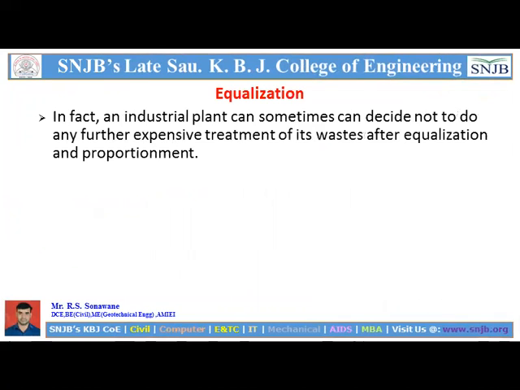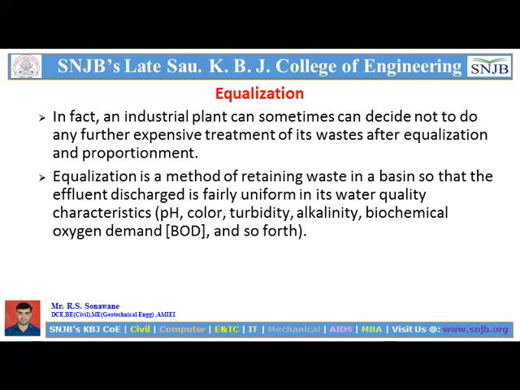In fact, an industrial plant can sometimes decide not to do any further extensive treatment of its waste after equalization and proportioning. So in a particular industry, when they discharge their industrial waste, it is not treated in the effluent because there is no inexpensive treatment, and that's why maintaining regulation and proportion is difficult.